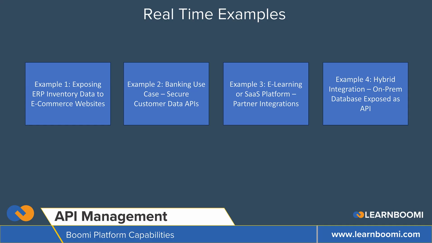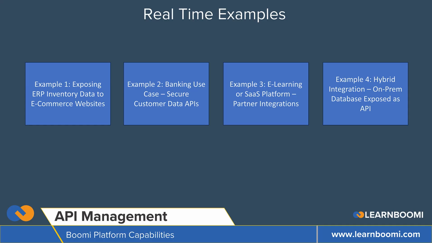Next is the e-learning or SaaS platform, where the use case is partner integration. A SaaS platform wants partners to integrate and create apps. So using Boomi, they expose APIs for student data, courses and billing. The developer uses the Boomi generated documentation, and then the API gateway protects the platform from abuse.